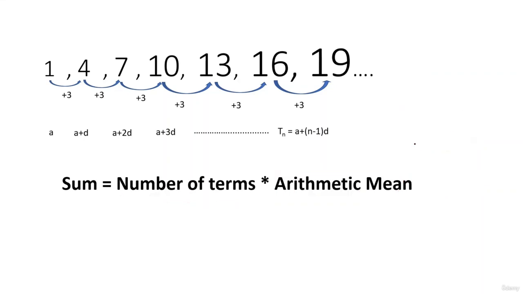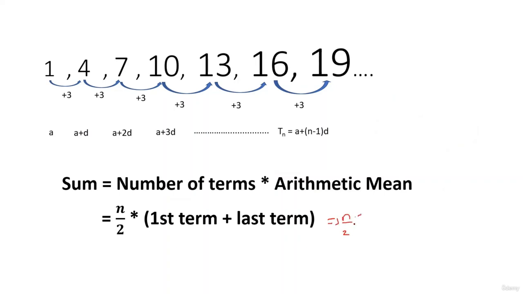Okay, guys. So we have one more formula for the sum of n terms. Okay, number of terms को हम ऐसे लिखते हैं n terms के हिसाब से, and the arithmetic mean we change as first term plus last term. Okay, you can also change it like this. It is nothing but n by 2 into second term plus second last term, right? Okay, or n by 2 into third term plus third last term, so on and so forth, right?